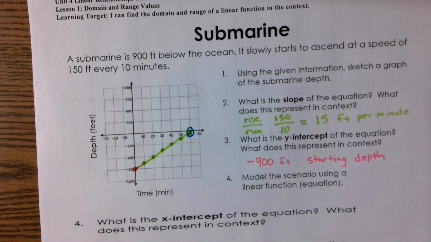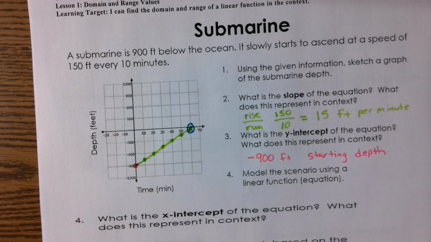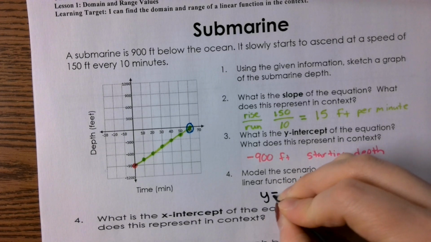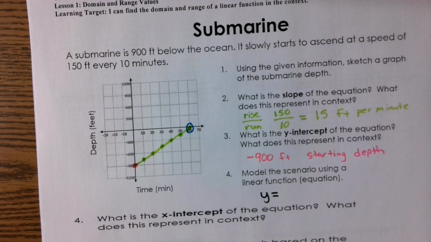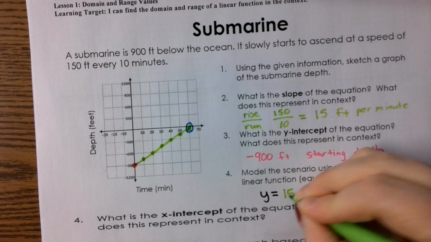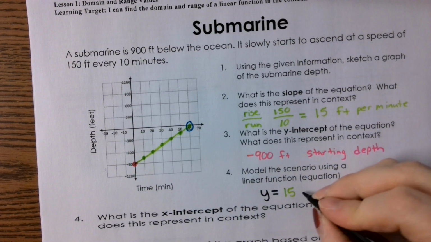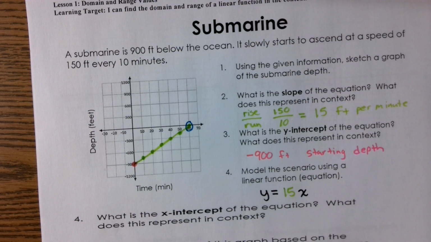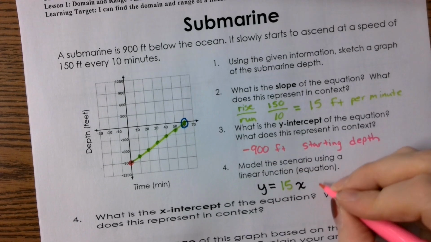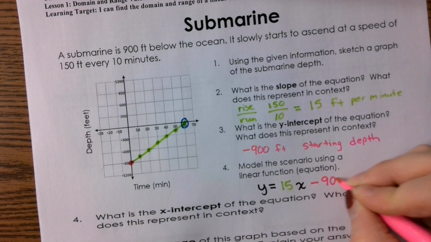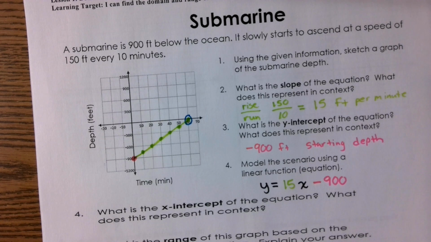Okay, and then modeling the scenario, we can write this now as an equation where we can write it in slope-intercept form, right? So we have y is equal to our slope, which was 15, times x, and then plus or minus our b. Well, it's a negative, so it's going to be a minus, so we're going to put minus 900. So there's our equation.